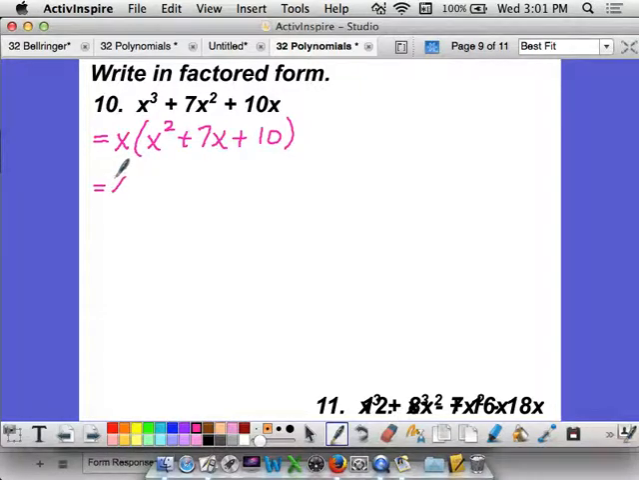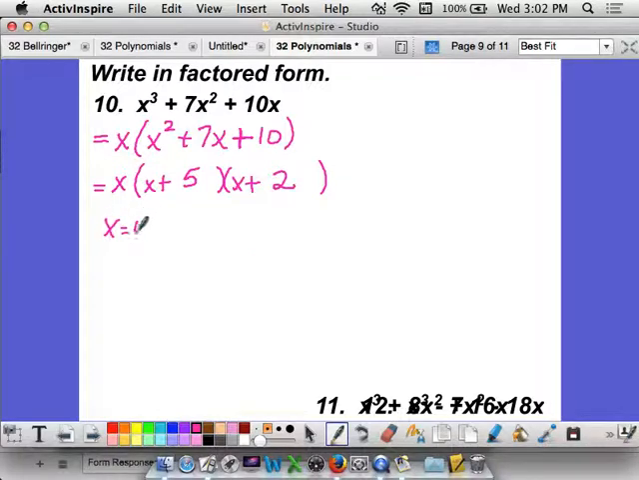So here's what I have. Keeping the x, setting up my two binomials. The signs will be the same. They will both be plus, plus. So I have x plus, x plus. What are factors of 10 that add and give me 7? That would be 5 and 2. Since I didn't multiply in through bottoms up, I don't have to divide out. So these are my factored form.